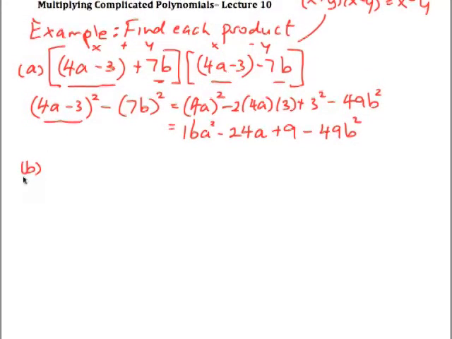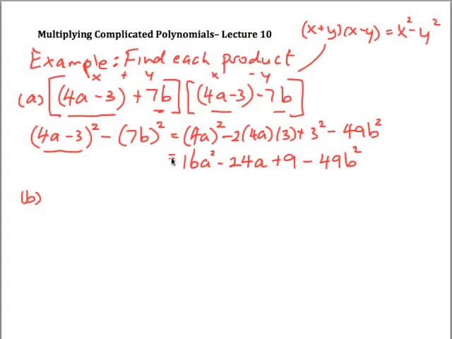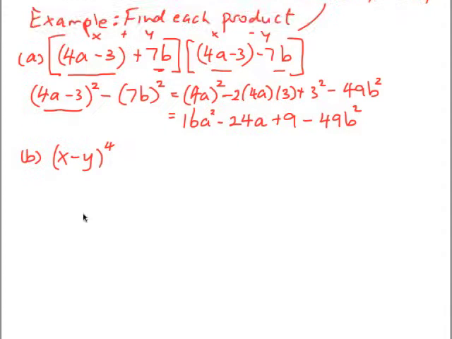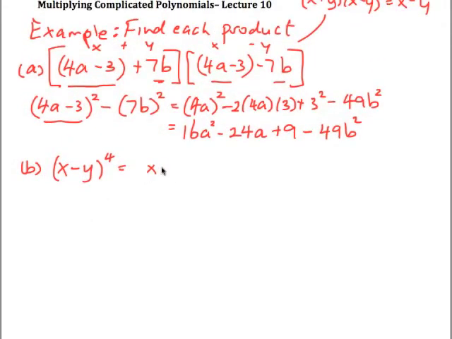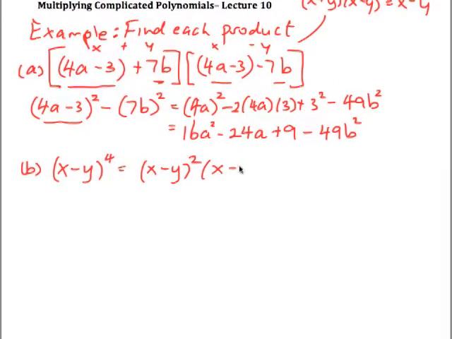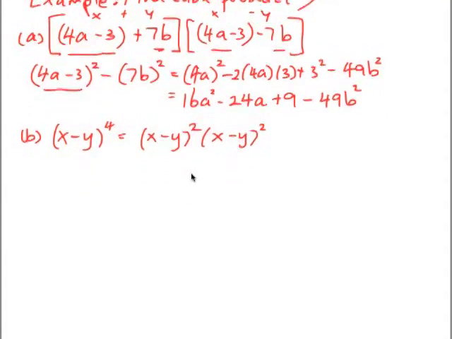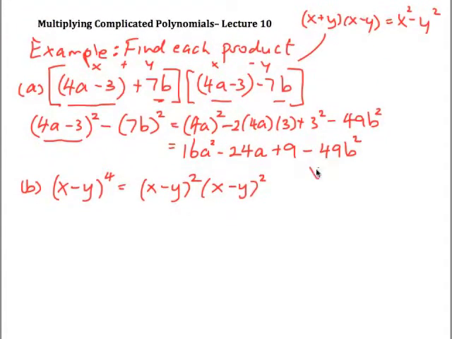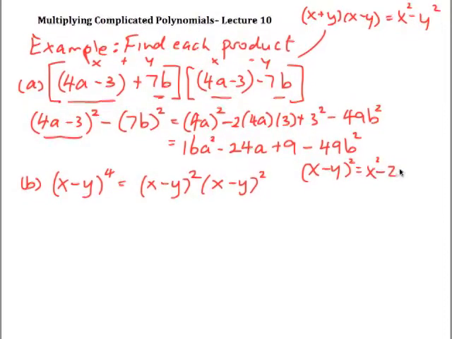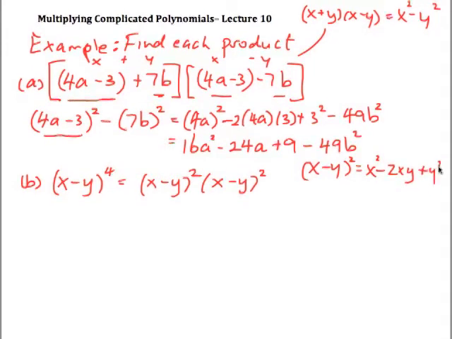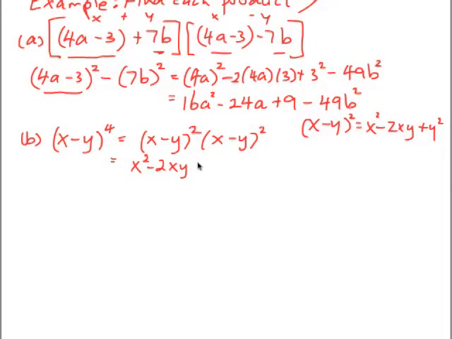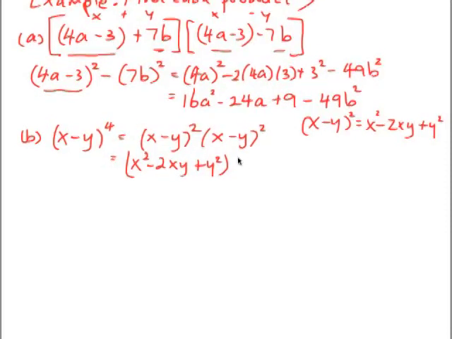Alright, let's do one that's a little bit different again. Let's suppose we want to do x minus y to the power of 4. The thing to think about here is this could simply be written as x minus y squared by x minus y squared. We're going to apply the squared property again. Remember, the squared property says this is simply x squared minus 2xy plus y squared. So we know that this will be x squared minus 2xy plus y squared by itself.